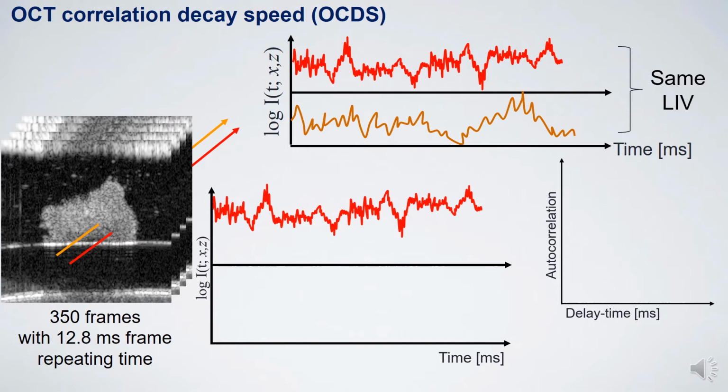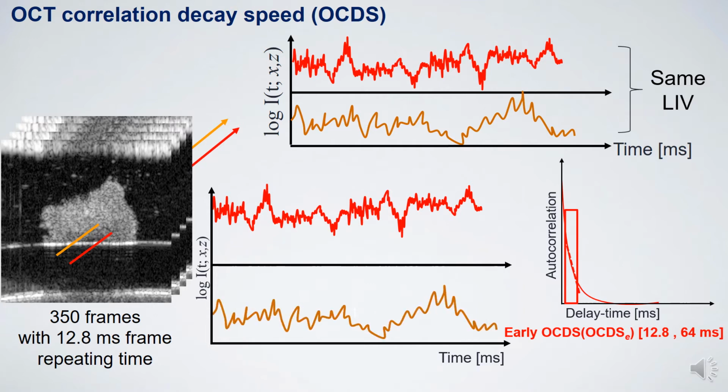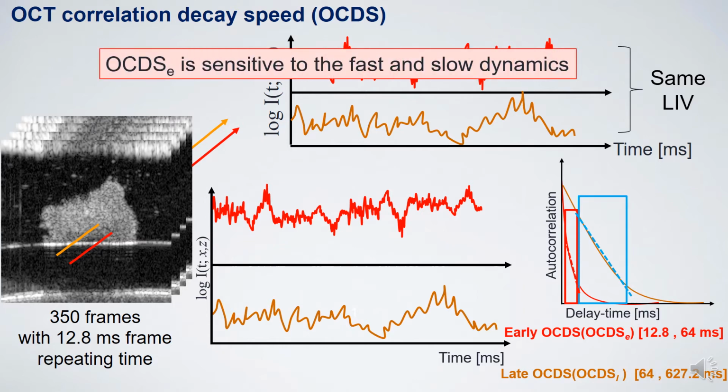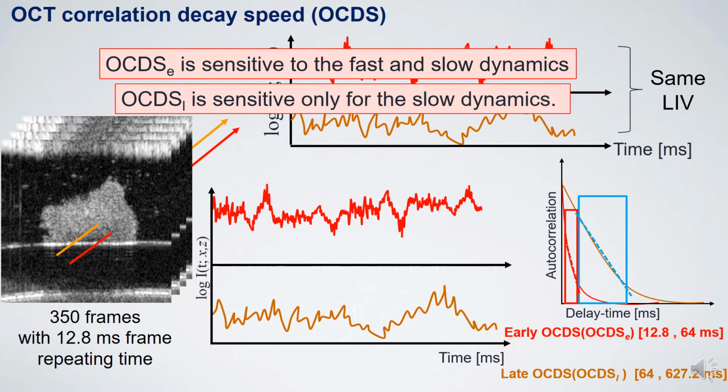By shifting the fast fluctuating signal in time and computing the autocorrelation, we get a fast decorrelation curve like this. And by fitting the slope of this curve in early delay times, we get early OCDS, OCDSE. And for the slow fluctuating signal, we get a slow decorrelation curve like this. By fitting the slope of this curve in late delay times, we get late OCDS, OCDSL. So OCDSE is sensitive to both the fast and slow dynamics, while OCDSL is sensitive only to the slow dynamics of the tissue.